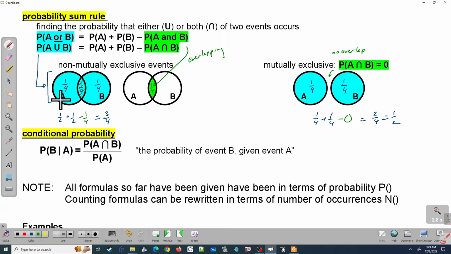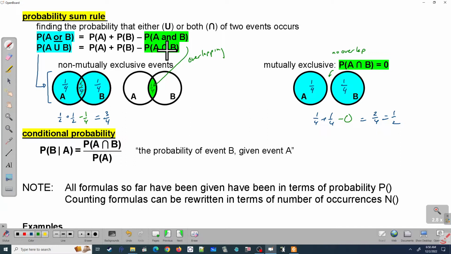But before I get there, you're going to see occasionally I might use the letter N instead of the letter P. The reason for that is a lot of these formulas can be reused as counting formulas. The way we differentiate is P for probability, N for the number of occurrences. So this could have been written as N of A or B equals N of A plus N of B minus N of A and B. And I have an example down below that will represent that situation.